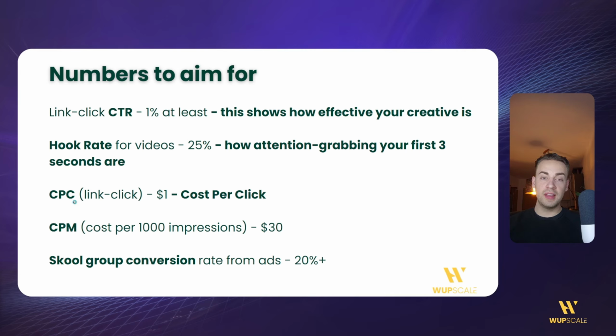CPC, link click CPC is what we are measuring. It means cost per click, and we try to be around $1. And then cost per mil, which is cost per 1,000 impressions. The benchmark is around $30 to $40. Of course, it's always improving, and running ads is just going to be more expensive. So CPMs are always going to be climbing. But currently, for a US, Canada audience, we try to be around $30 to $40.